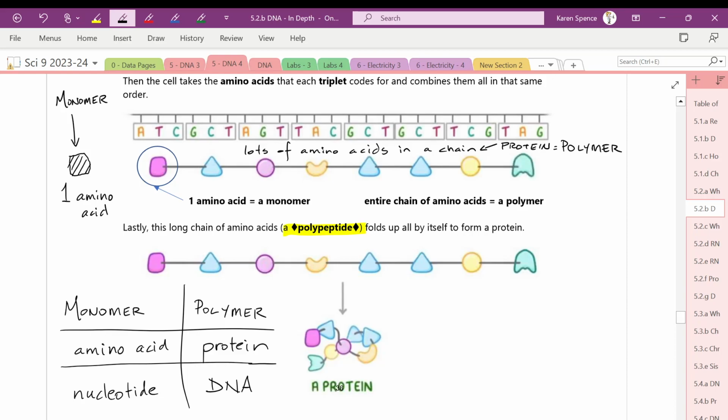Now, while we're talking about nucleotides, and every single one of these words is a vocab word, of course, do you think you can remember how to draw one? See if you can draw one.